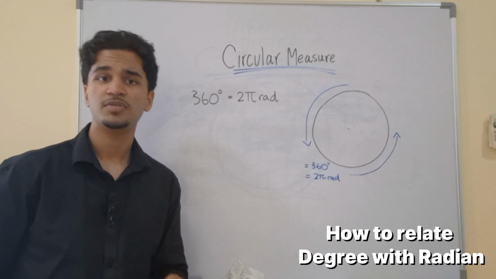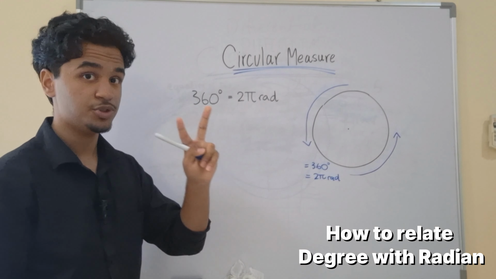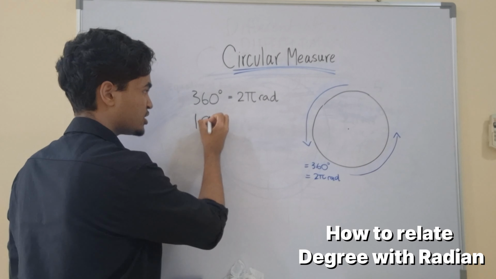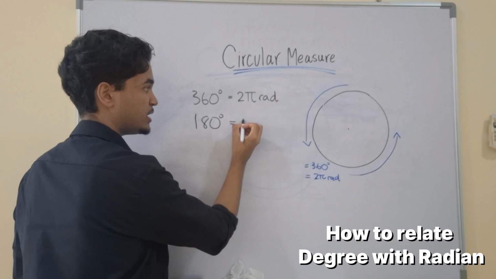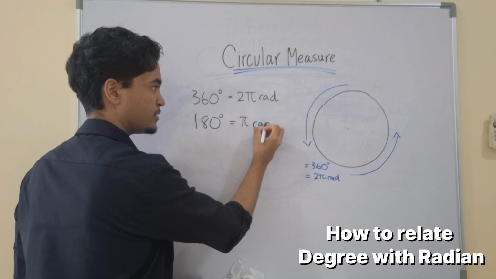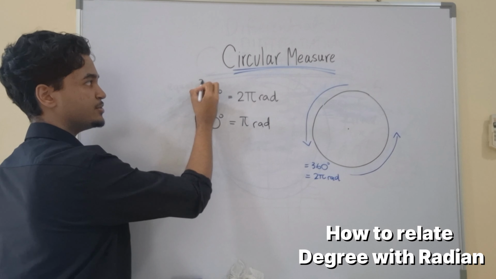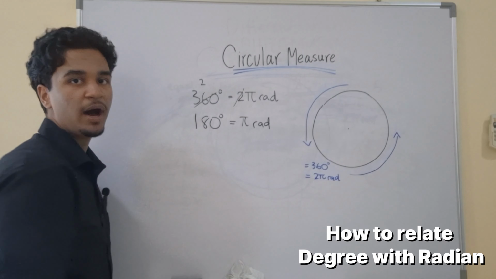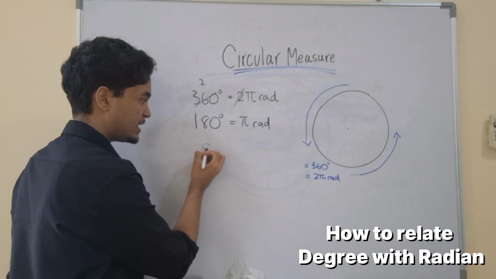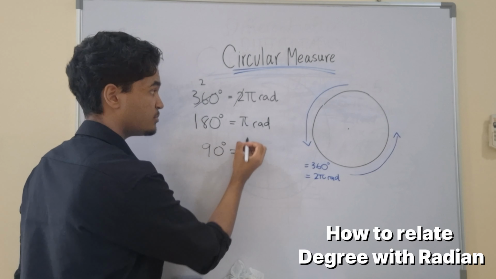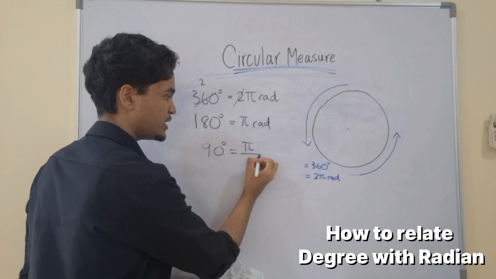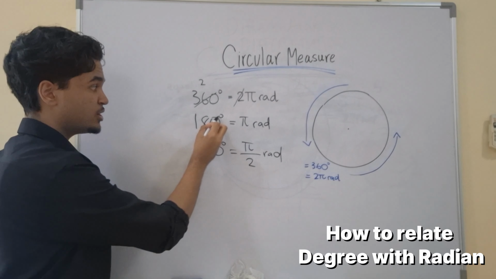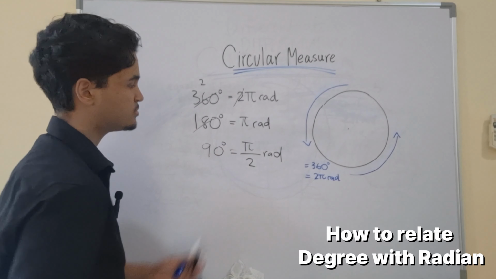Okay, so if you continue using this logic that 360 degrees is equal to 2 times pi radians, then that means 180 degrees should be equal to pi radians. Because if you divide 360 by 2, you get 180. If you divide 2 pi by 2, you get pi, right? So just like that, 90 degrees will be pi divided by 2 radians, because we divided 180 by 2, so we got 90, and pi over 2.